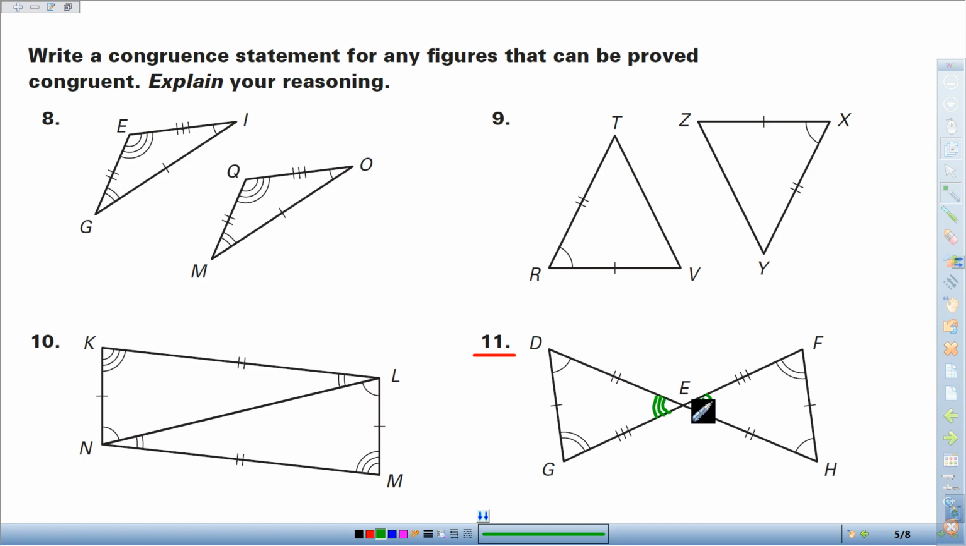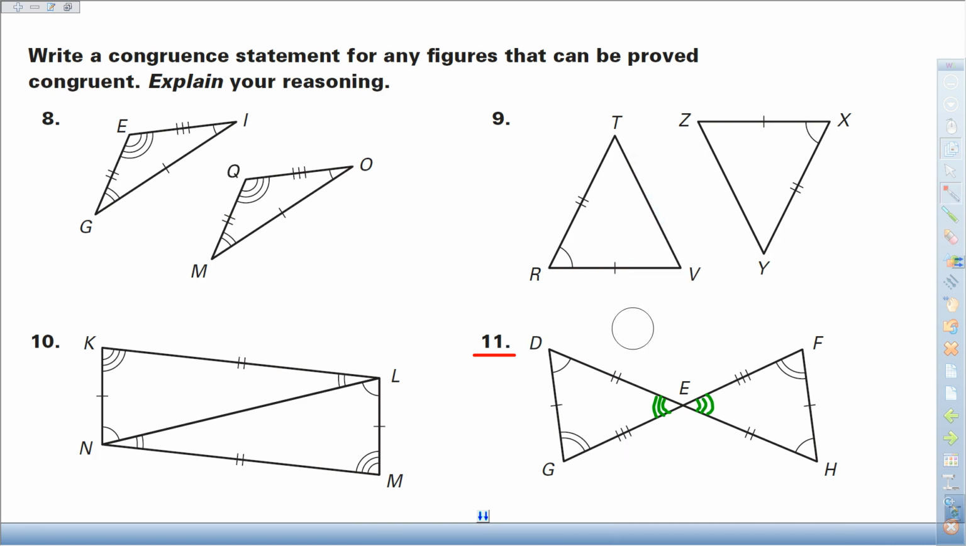Okay, but remember, we can only add information that we know a mathematical theorem for, like a fact. And then we have all of the corresponding sides congruent. So yes, this is enough to say these are congruent. So let's write a congruency statement.